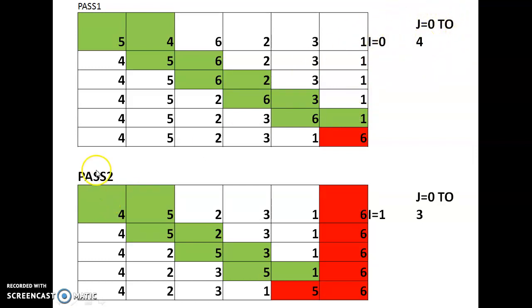In the second pass, the i value becomes 1. Now see here, once again the j value is starting from 0. a of 0 is compared with a of 1. a of 1 is compared with a of 2. Like that we are comparing a of 3 with a of 4. So whenever the i value is 1, the j value is varying from 0 to 3.